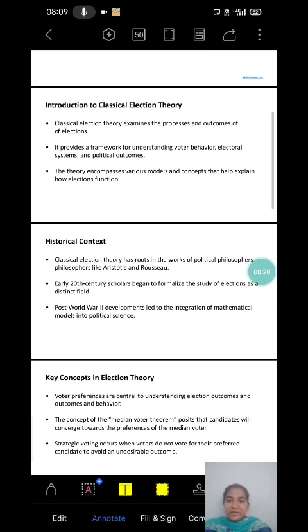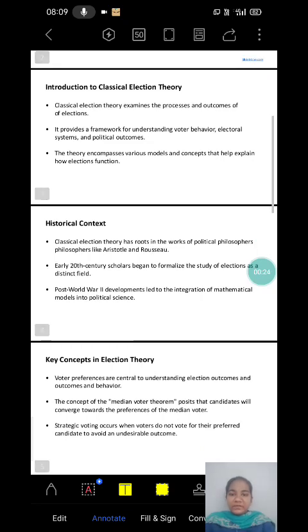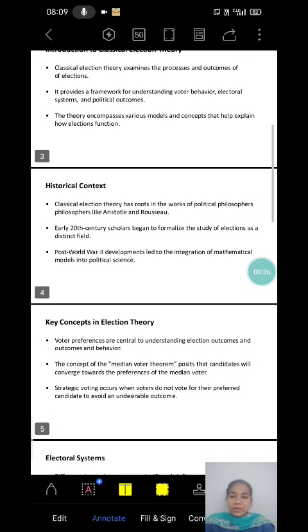Classical election theory examines the process and outcome of elections. It provides a framework for understanding voter behavior, electoral systems, and political outcomes. The theory encompasses various models and concepts that help explain how elections function.